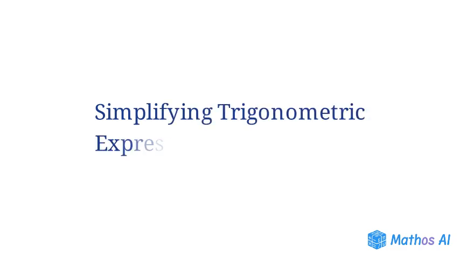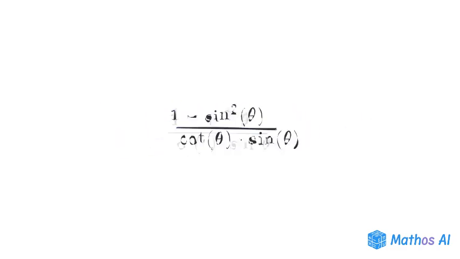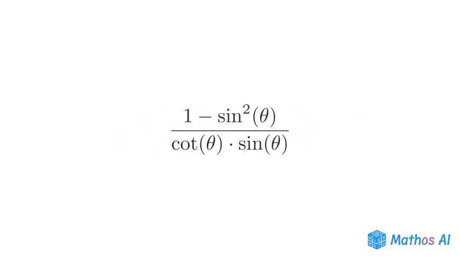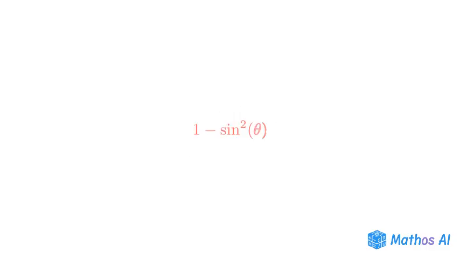Ever wondered how a complex trigonometric expression can transform into something surprisingly simple? Today, we're diving into the world of trigonometric identities to simplify this expression. Our first move is to tackle the numerator, 1 minus sine² theta.